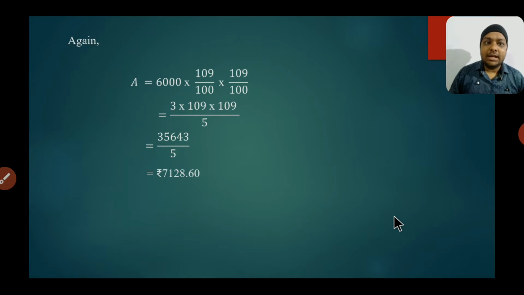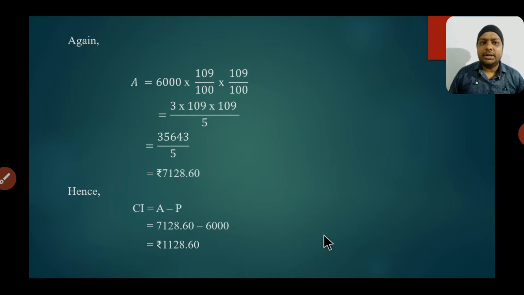Now we will find CI. So we know the formula, CI equals A minus P. Subtracting 7,128.60 minus 6,000, it will be 1,128.60. That will be the compound interest. So easy to find. Now let's solve another question.